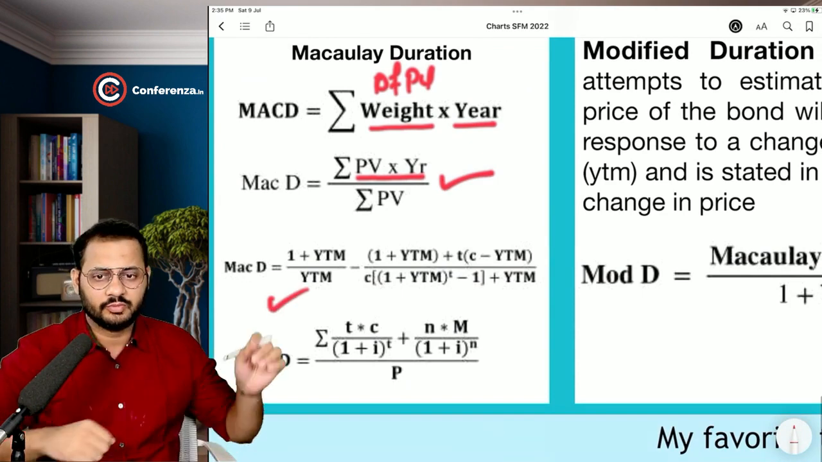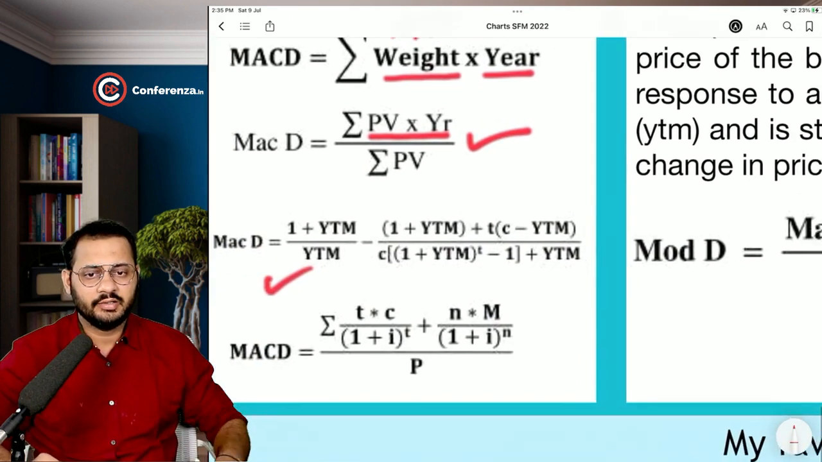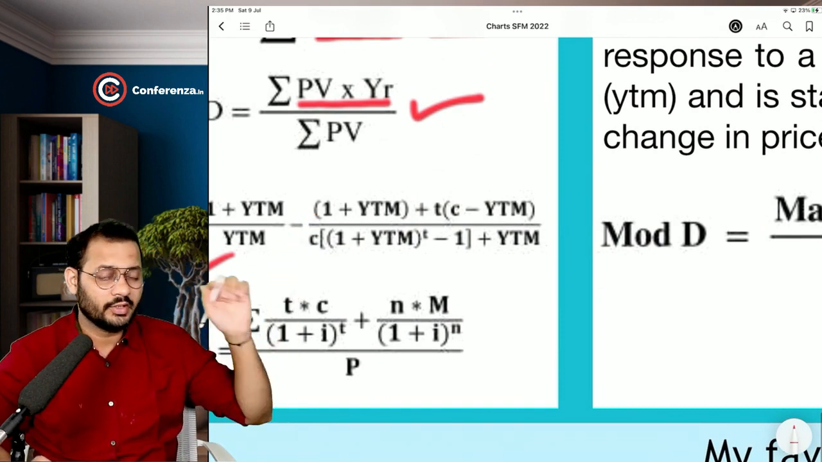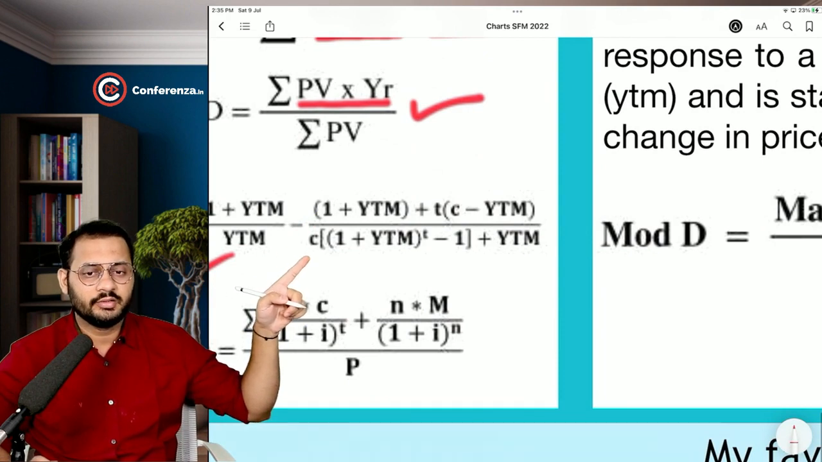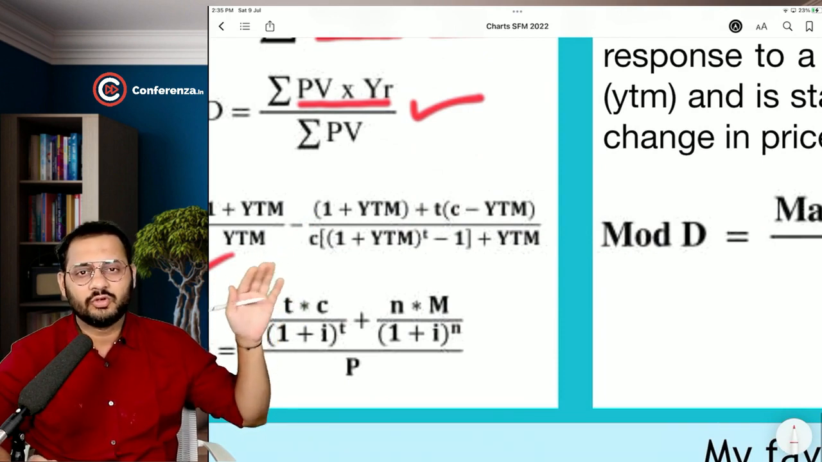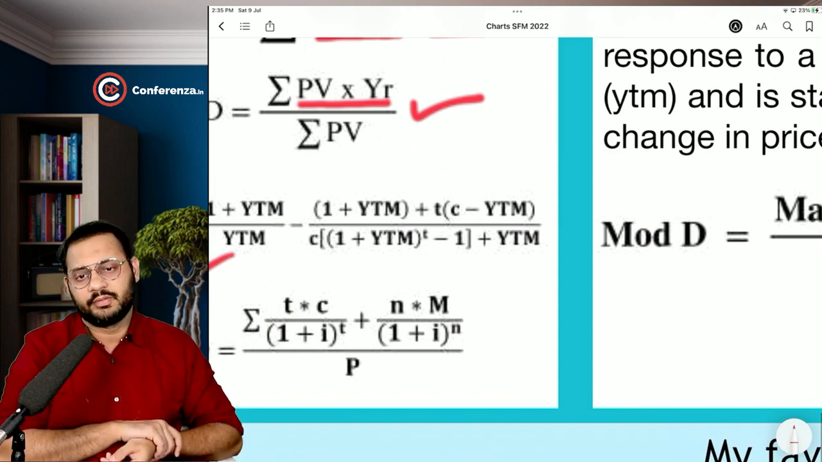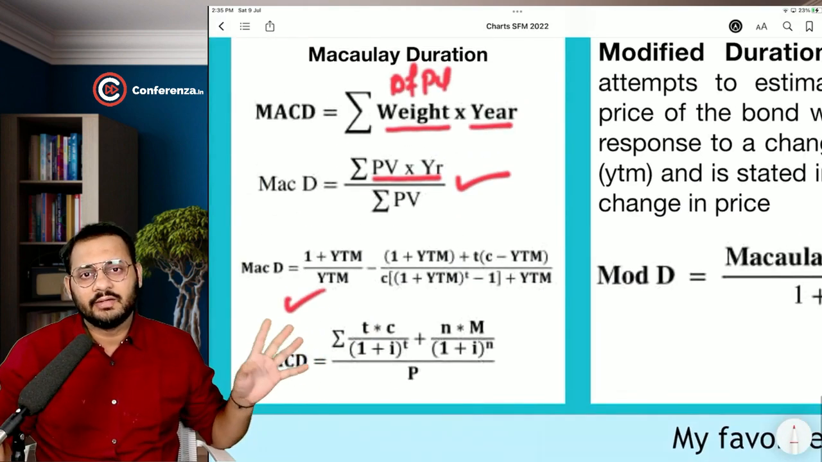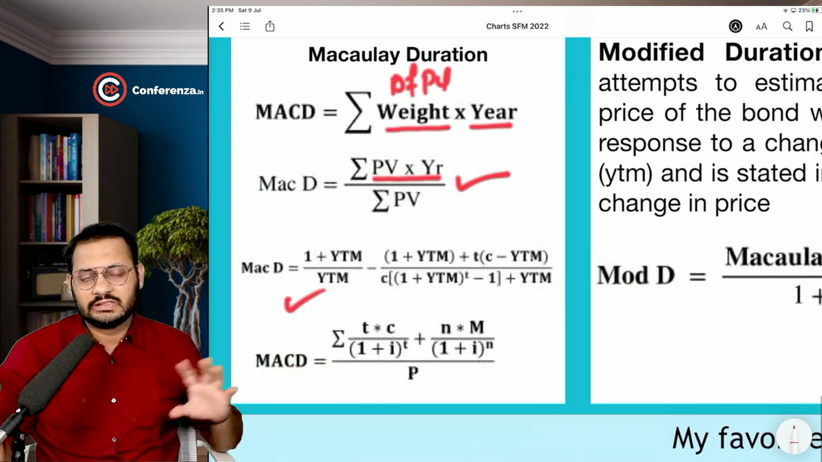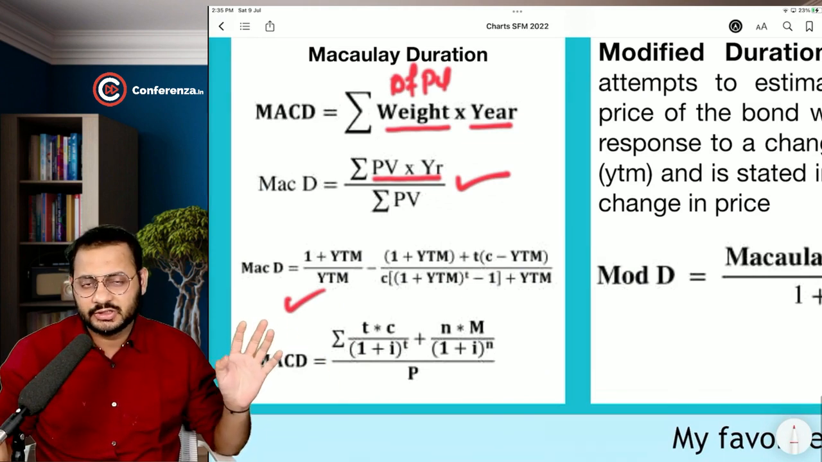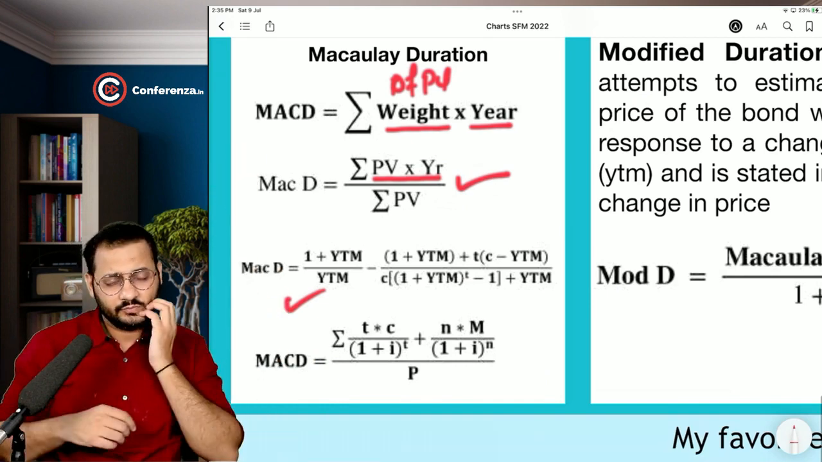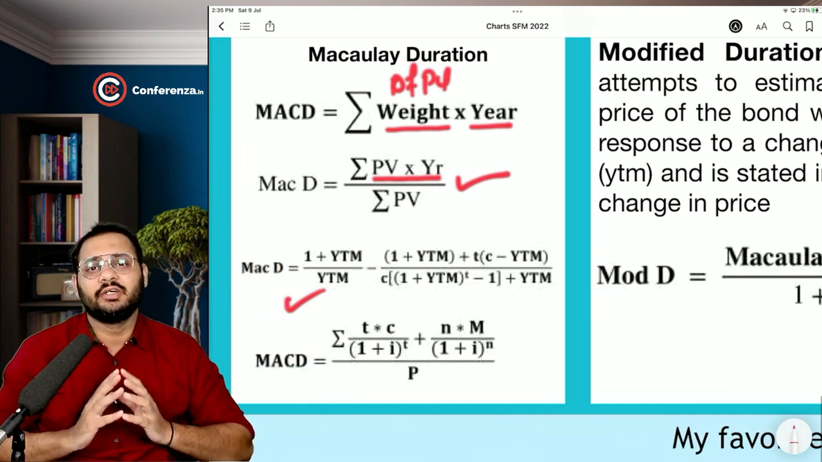And this is the third formula: (1 plus YTM) by YTM minus, here, (1 plus YTM plus T in bracket C minus YTM) over... C means the coupon rate. You will have to use this formula multiple times to remember it. This is another formula given in the institute's material, but we are not taking it, and I will also not suggest you use it. It has not been used in many questions asked in the exam. So follow these three methods and you will get the answer for the duration.